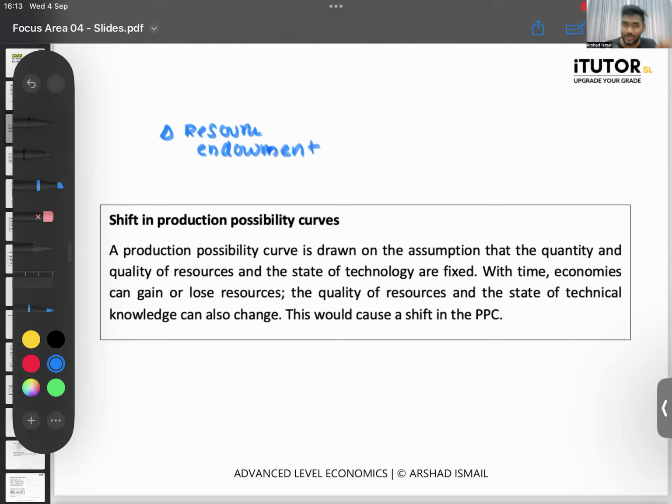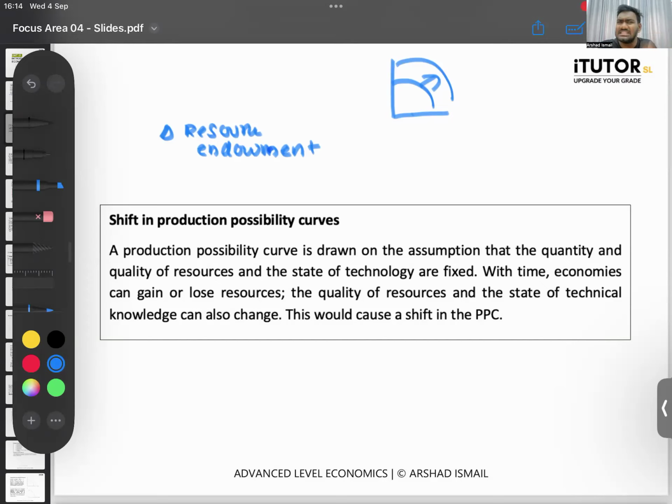So if capital increased, you can produce more, and the PPC will shift to the right. But they are not going to give you a baby question saying capital increase, show this on a PPC. What they would say is, they would give you an example like, Sri Lanka imported new machinery from Japan. Show that on the PPC. So new machinery means machines are coming in, capital has increased.